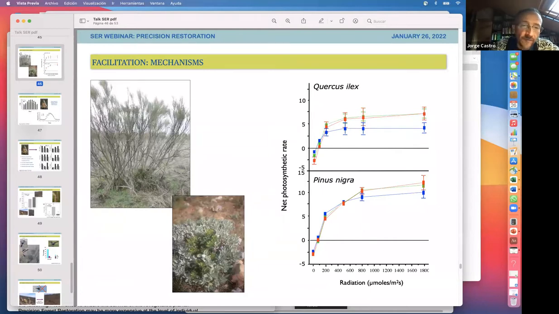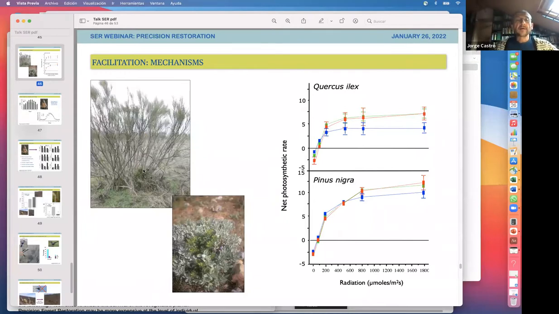This is another very good facilitative plant. It's a broom, retama, and here we have, again, an oak. The problem of this plant is that it doesn't create a very dense barrier against herbivores, but it's very good from the point of view of nutrients in the soil because it's a legume that fixes nitrogen. The branches are not very dense, so it lets enough radiation through.